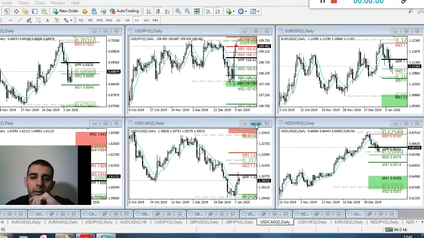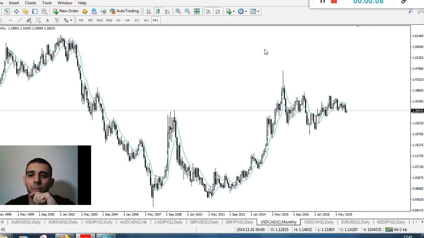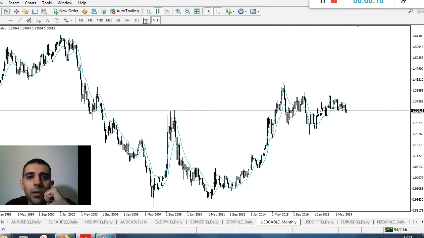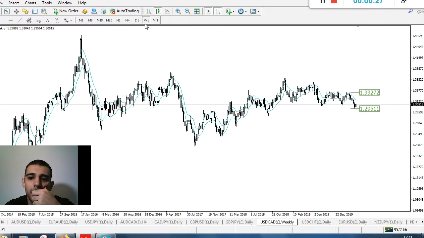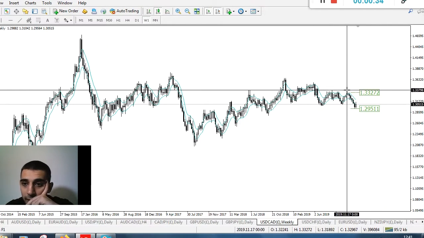So this right. Let's have a look at the USD CAD, US dollar against Canadian dollar. Let's go to monthly. It's a nice trend line down here, as you can see. The trend is down. This one is having a retracement, might be going out to the trend line.